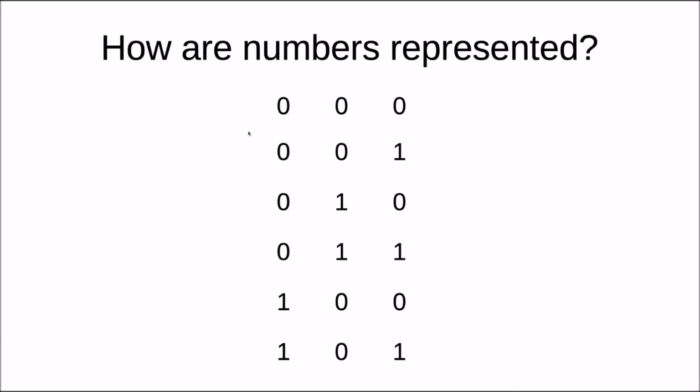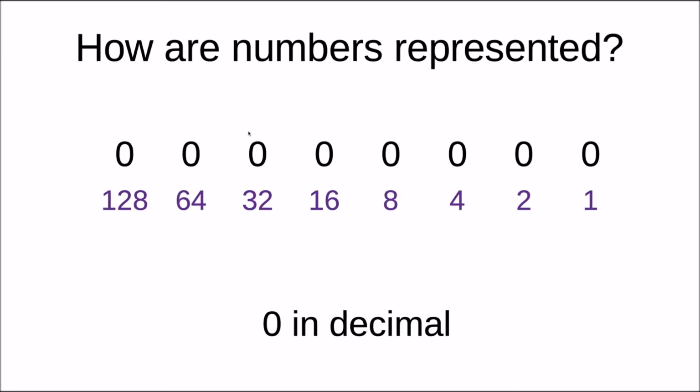Now how are decimal numbers represented? This shows 0 in binary. We have 8 bits, so 1 byte, all of them 0. The least significant bit represents a 1. The second bit represents 2, then 4, 8, 16, 32, 64, 128.